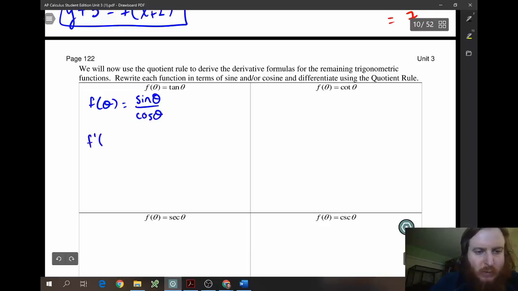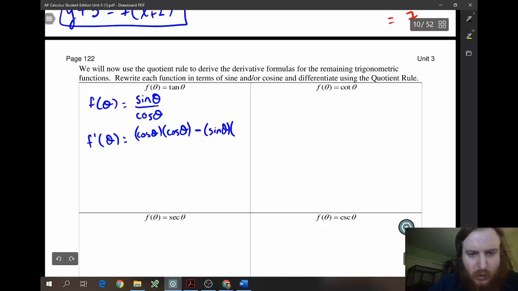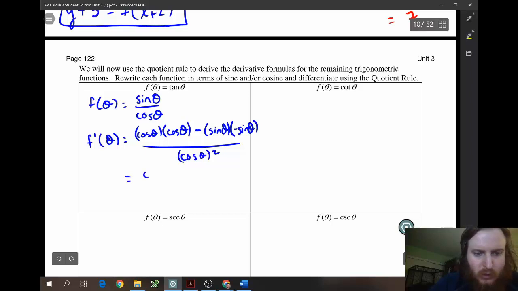And so that gives us f prime of theta equals low would be cosine theta. D high would be the derivative of sine theta would be cosine theta. Minus high would be sine of theta. Times d low would be negative sine of theta, right? The derivative of cosine is negative sine. All divided by cosine of theta squared. So this gives us cosine squared theta plus sine squared theta, because the negative and the negative, all divided by cosine squared theta.